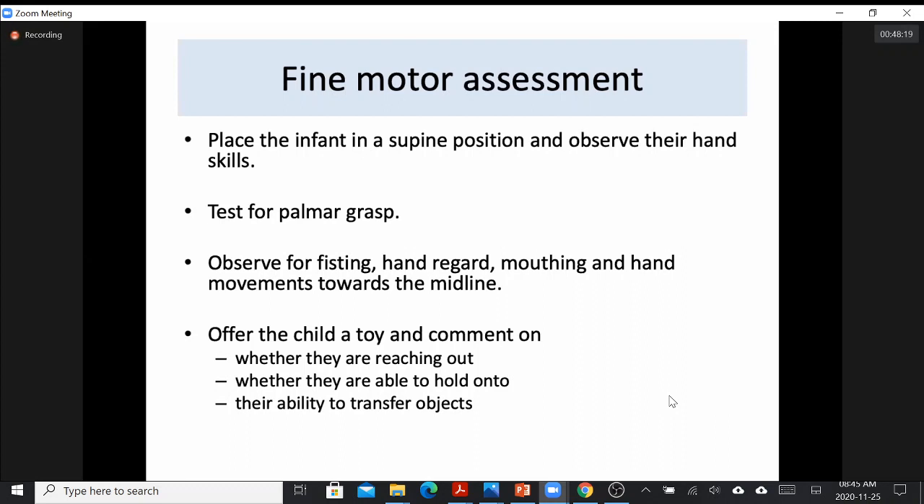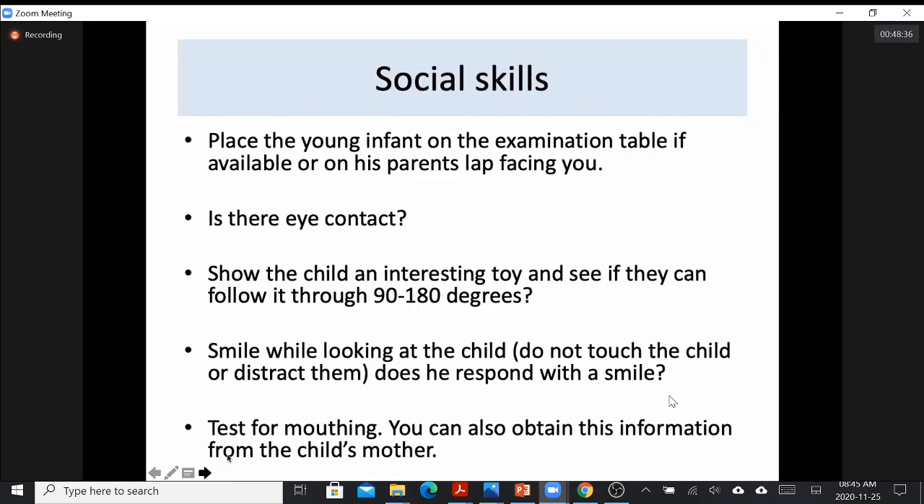So we offer a toy. A toy would be something small, maybe a rattle or a small block that the baby can grasp. If you give them a very big toy that they can't actually hold, we cannot assess. So we see whether they are reaching out, whether they are able to hold on to it, whether they are able to transfer. Then about the social skills.